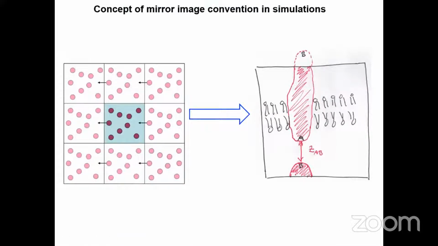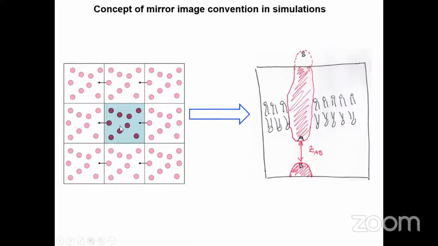And what is the concept of mirror image convention in simulations? For that, we need to understand the periodic boundary conditions. Suppose this is a two-dimensional representation of a particular cell where different molecules are present. If we consider only this particular cell, then the number of atoms present on its surface will be around 1/3 of the total number of atoms, and its corresponding properties will differ from those present in the core of the cell.